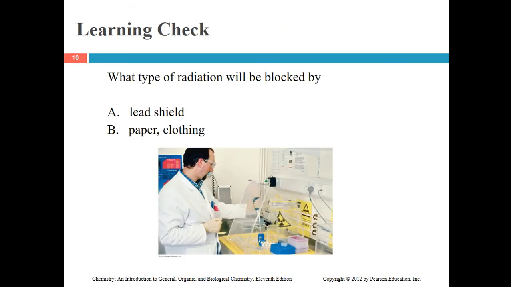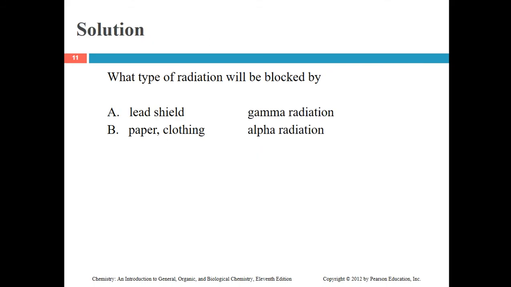Okay. So, what type of radiation would be blocked by a lead shield, paper, clothing? Press pause, see if you can remember that. So you notice gamma radiation and our alpha radiation.